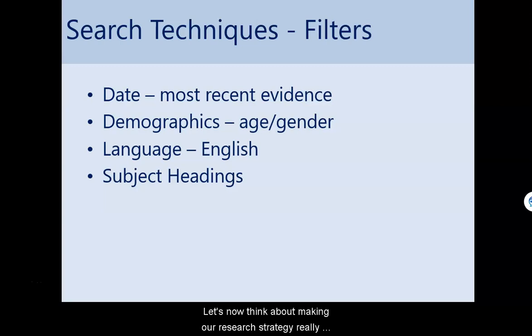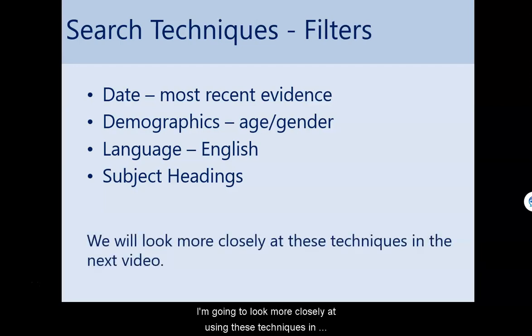Let's now think about making our research strategy really focused. And one of the ways that we can do this is by using filters. So the first thing to think about is I want the most recent evidence, so I'm going to put a date filter on. You might not want to go back more than 5 or 10 years. You can think about a demographic. Are you looking at a particular age or a gender? You'd want to narrow to English language also, because you can't use anything that you can't read. And also the subject headings can be really useful to filter out any unwanted content. And I'm going to look more closely at using these techniques in the next video.